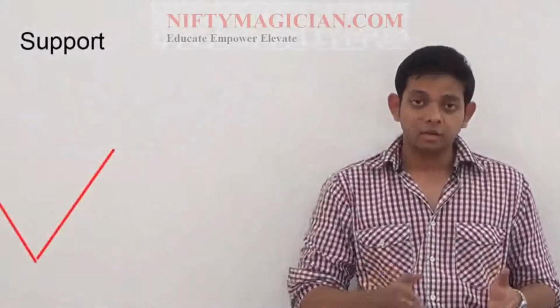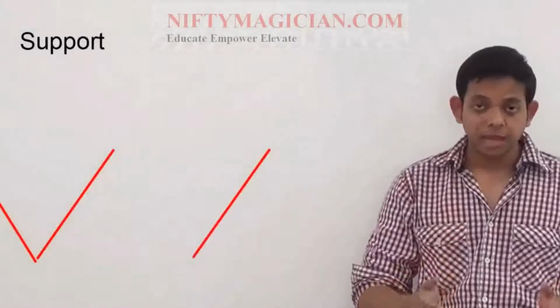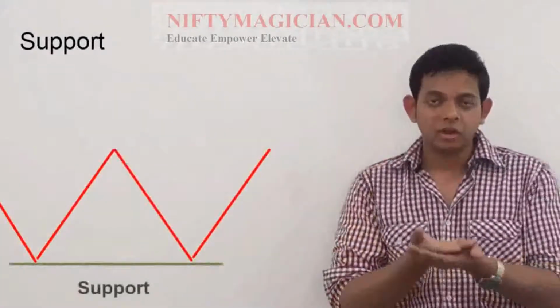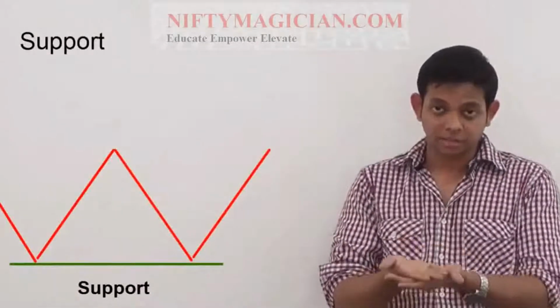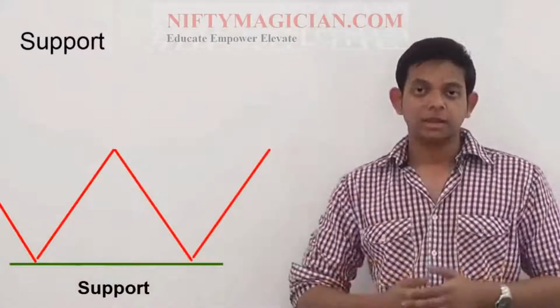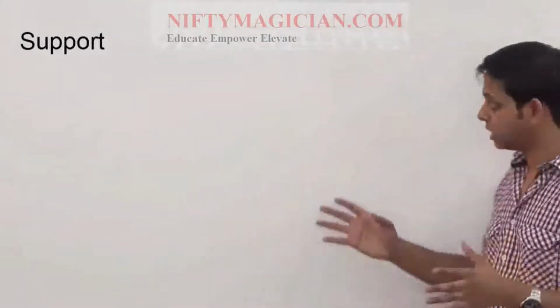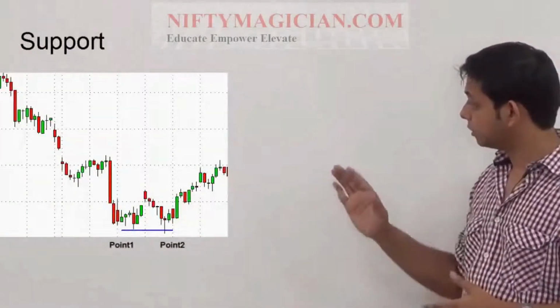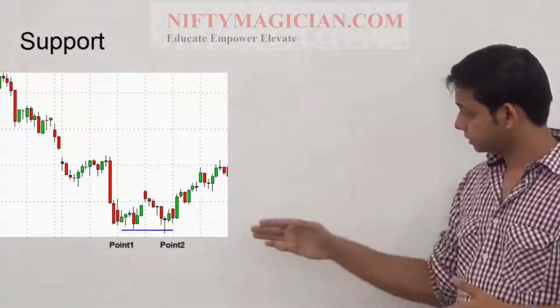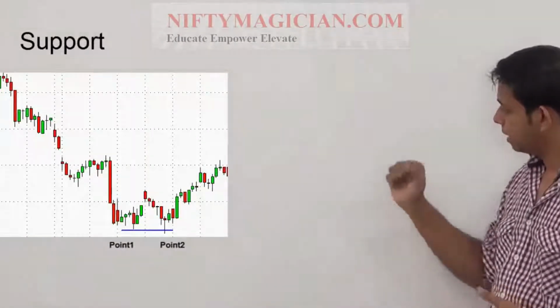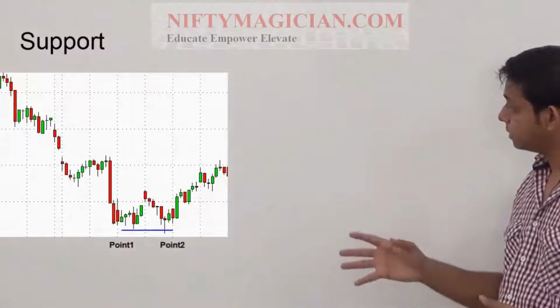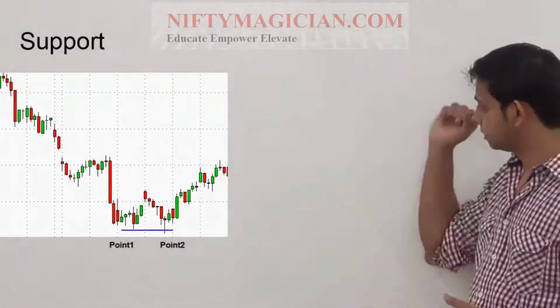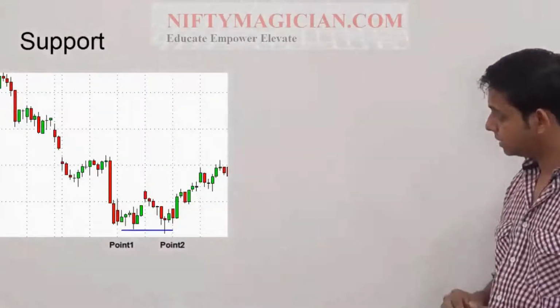Moving on to support. Support is just the opposite, and it's an area where markets fell down and then rose. That area where the market turned around is called support. Now, this is easy to understand with a chart. See that point 1 is our initial support. Prices rallied from there, went down, creating a hammer, and then moved up. So that blue horizontal line is our support.